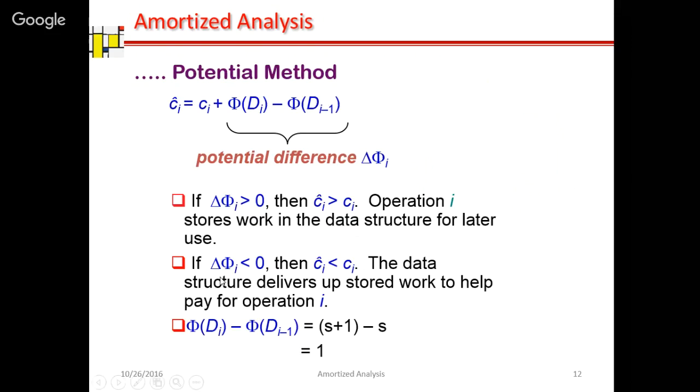And if the difference here is less than 0, then that means that the amortized cost is less than the actual cost, and the data structure delivers up the stored work or the stored credit to help pay for the operation at i. And in simple calculations, you can denote this difference or subtraction as S plus 1 minus S, which, if you expand this, the S and the S will cancel each other and we will remain with 1.